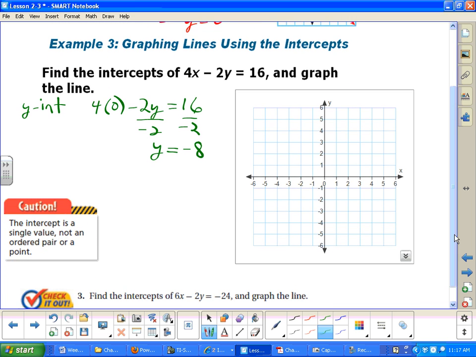To find the x-intercept then, we will let y equal 0. So we get 4x equals 16. So x equals 4.